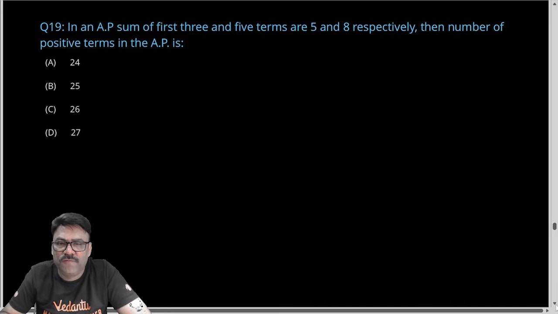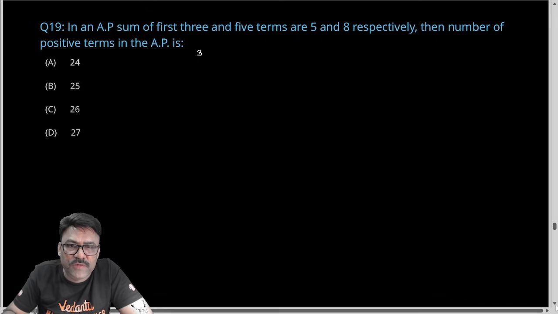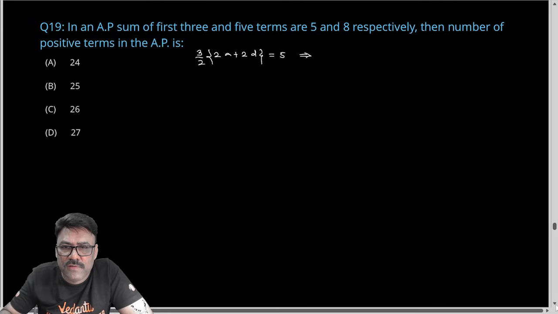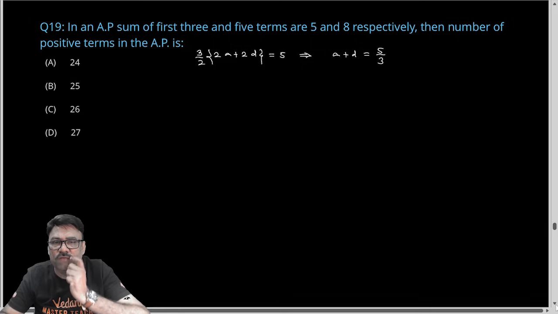So let's write the sum of the first 3 terms. The sum of the first 3 terms will be 3 by 2, 2A plus 2D. It is 5. 2 cancel. So this gives you A plus D is equal to 5 by 3. This is the sum of the first 3 terms.